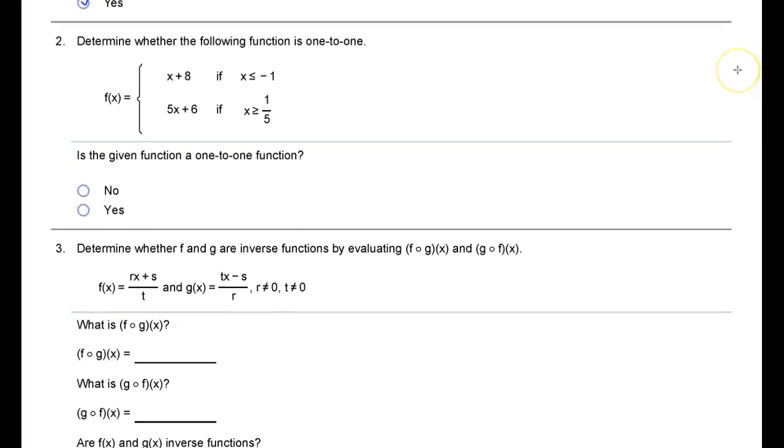So for question number 2, we want to determine whether this piecewise function is a one-to-one function. And again, the easiest way to figure this out, in my opinion, is just to graph it. So we have a piecewise function where the graph looks like 2 pieces of 2 lines. So we'll just construct this right quick and then we'll see what we're working with. So our major points of transition here are at -1 and at +1/5.